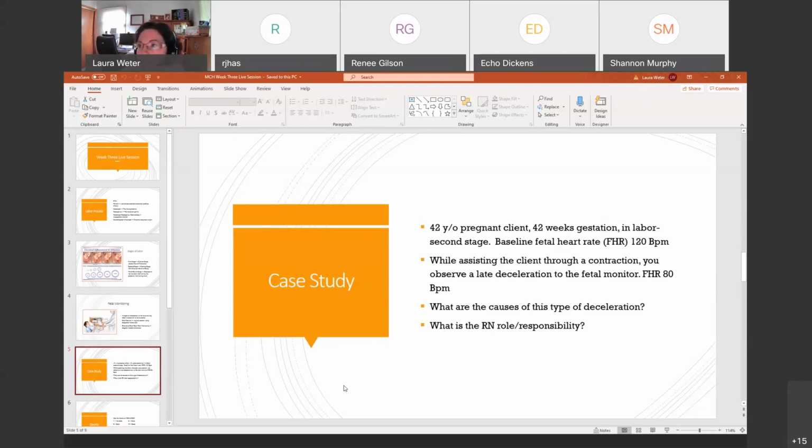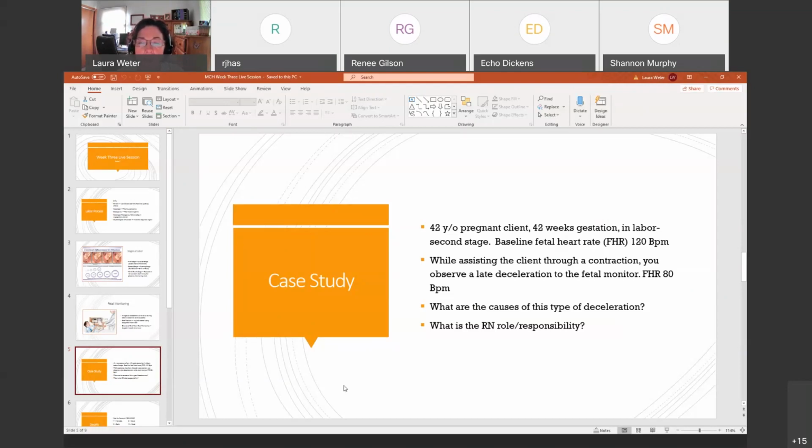Think back to your readings. Isn't it what lack of oxygen during the contraction causes it? The lack of oxygen contributes to the decel, yes, but what causes a late decel specifically? The umbilical cord is possibly being pressed on. No. Anybody help her out?